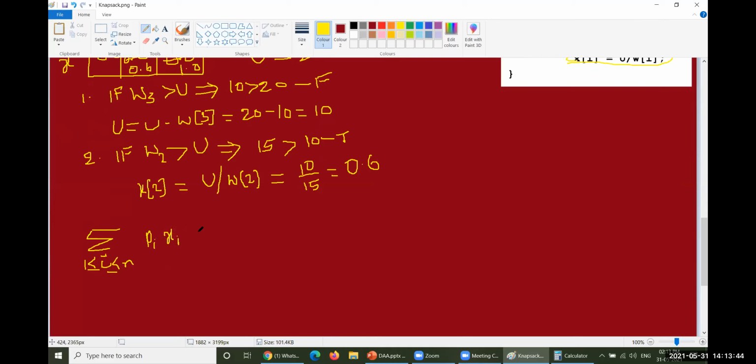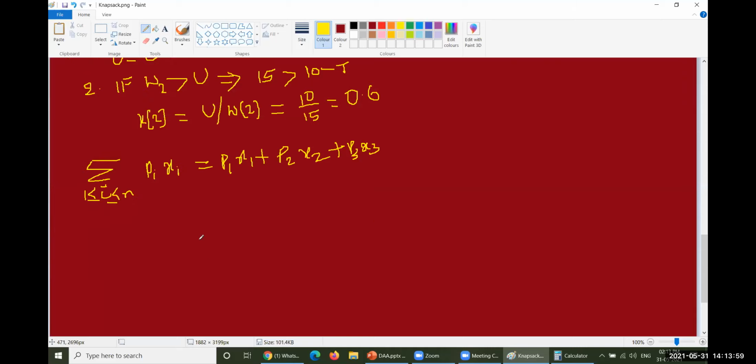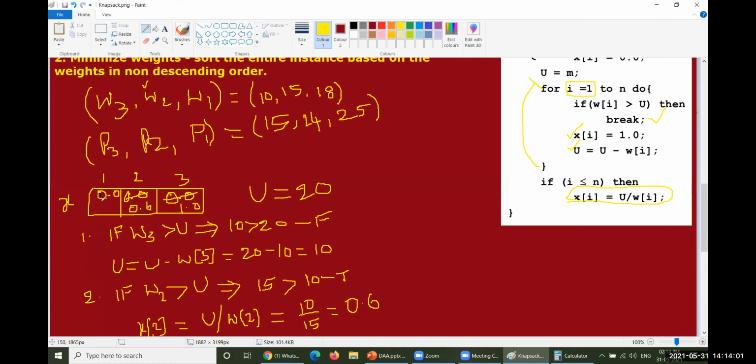So that could be taken as p1 x1 plus p2 x2. Continuously you need to write like this, p3 x3. So p1 into x1 will be equal to, what is the value of x1? 0. The x2 value is 0.6, and the x3 value is 1. Then what is the profit of the first item? The first item is 25. This is the first item, this is the second item, and this is the third item.